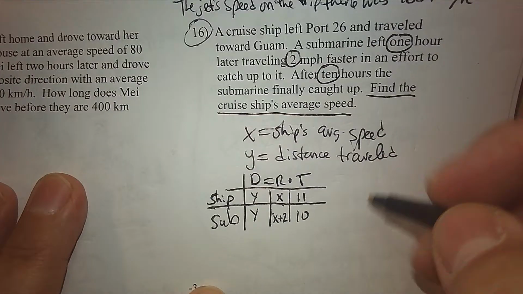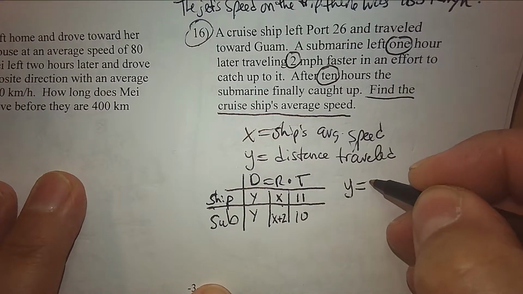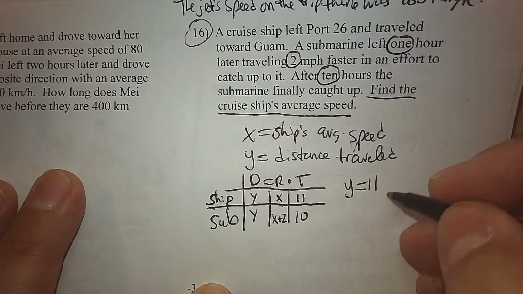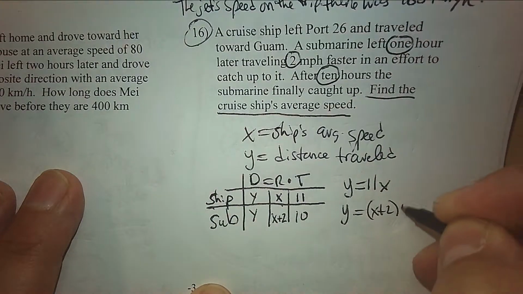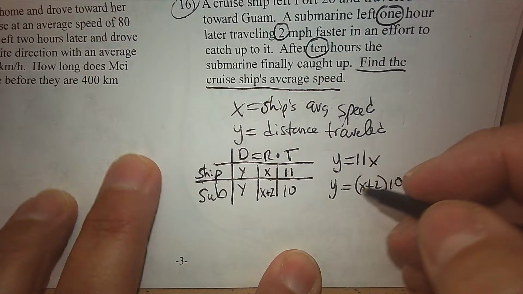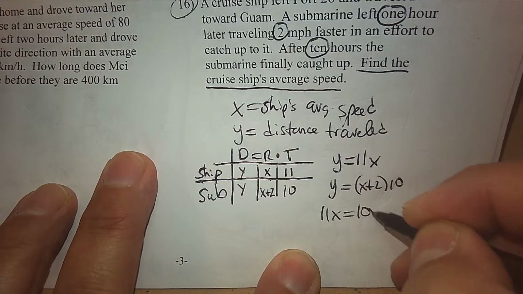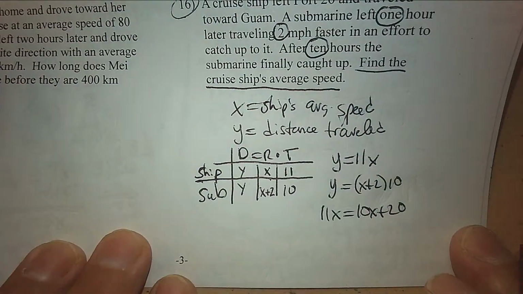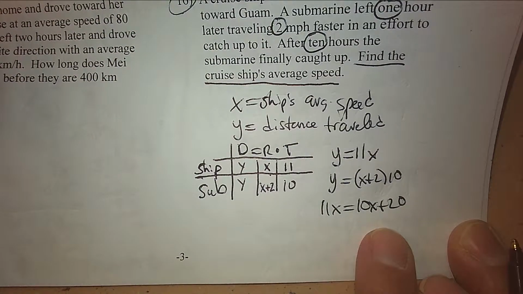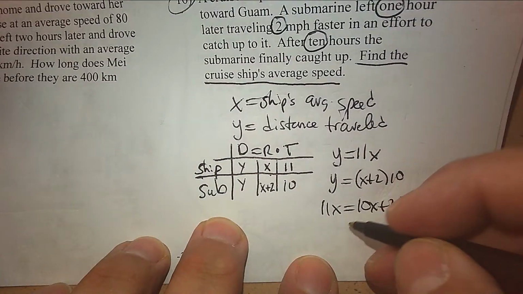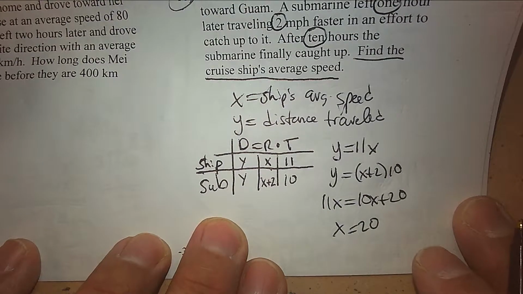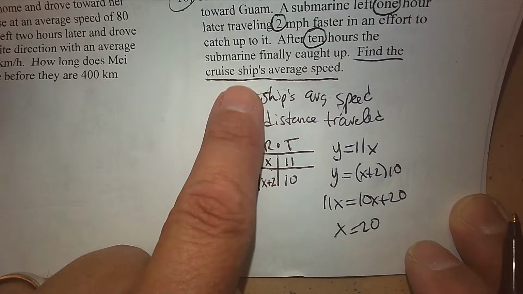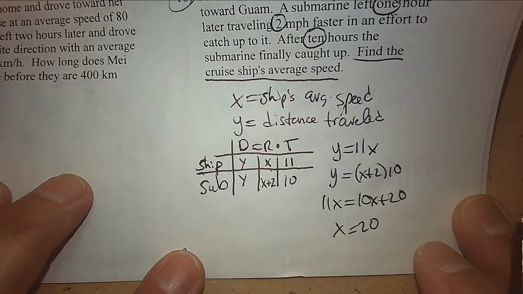So, one equation is y equals 11 times x, and the other is y equals x plus 2 times 10. If I make them equal to each other and distribute, you get 11x is equal to 10x. And don't forget the 20, right? Do you know where that comes from? So when you subtract 10x, guess what? The answer is really simple. What is x equal? And then what's the answer to the question? Find the cruise's average speed.